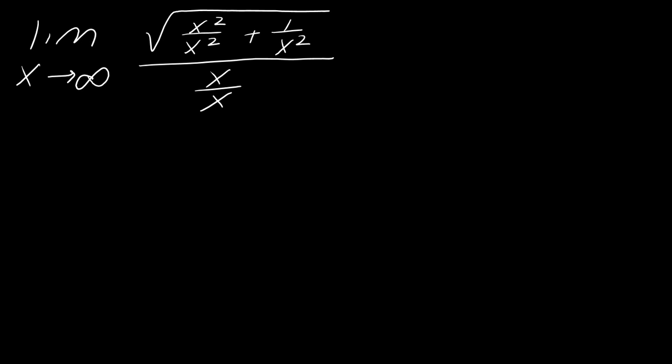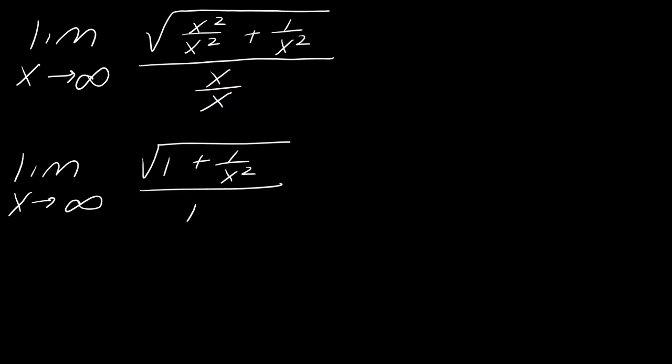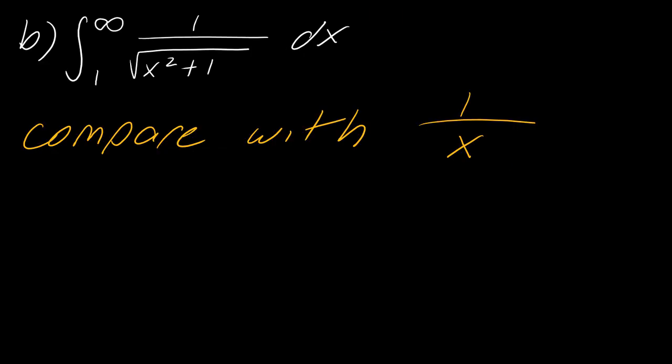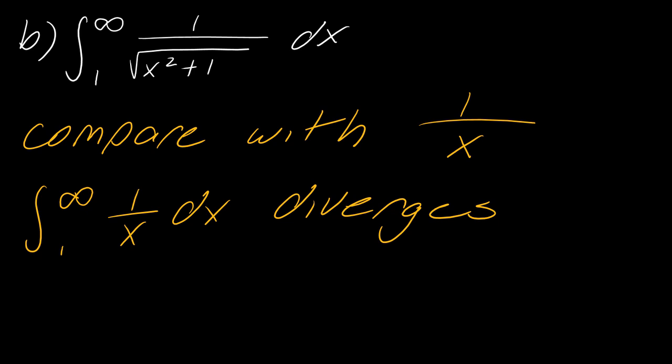So now I divide everything. Everything's being divided by the square root of x squared here, and everything's being divided by x here. I'm left with this situation, and when I take the limit, I get the square root of 1, so this just equals 1. Again, what does this test say? This test says if there is an answer, then either both diverge or both converge. Since we are comparing with 1 over x, and we know that this one diverges, that means this one also diverges. So that's the idea behind that.